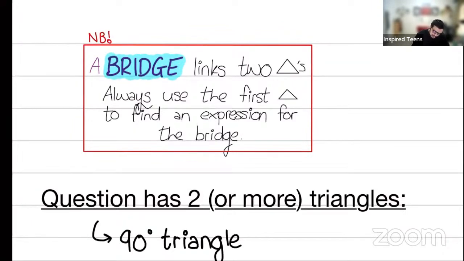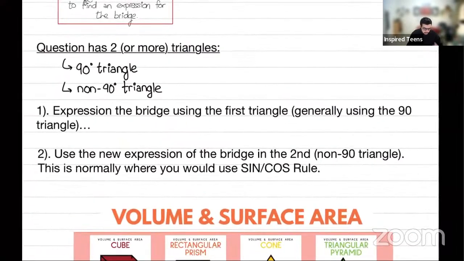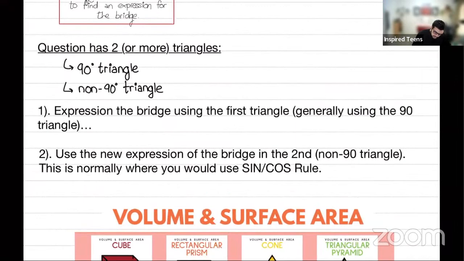It is basically a line that links two triangles. Always use the first triangle to find an expression for the bridge. Okay, so here's a few steps for the question that we were doing. The question has two or more triangles, generally one 90-degree triangle and one non-90-degree triangle. Your first step is to express the bridge using the first triangle, generally the 90-degree triangle.